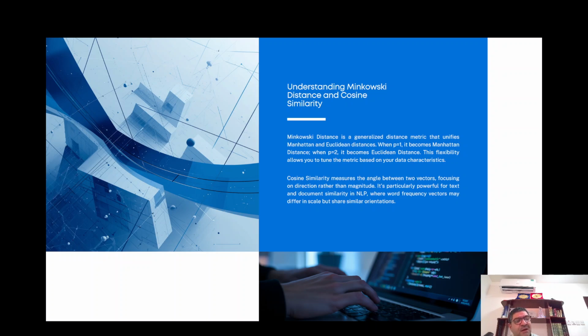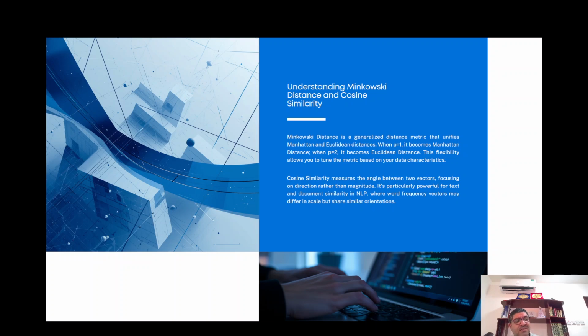The flexibility allows you to tune the metric based on your data characteristics. So definitely when it comes to Minkowski distance, it gives us flexibility so that we can use it for a wide variety of problems. That flexibility allows us to tune the metric based on the data characteristics, what kind of data we have and which application. Then there is one more thing: cosine similarity measures the angle between two vectors, focusing on direction rather than magnitude.